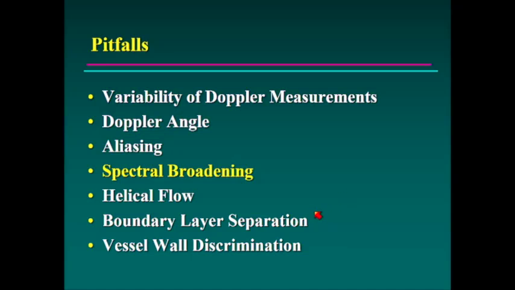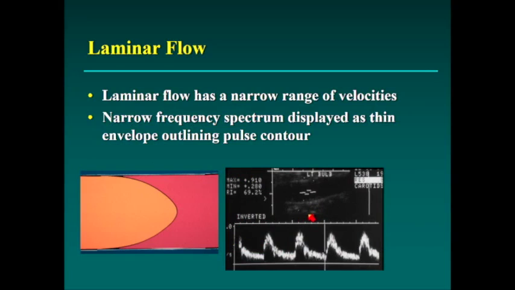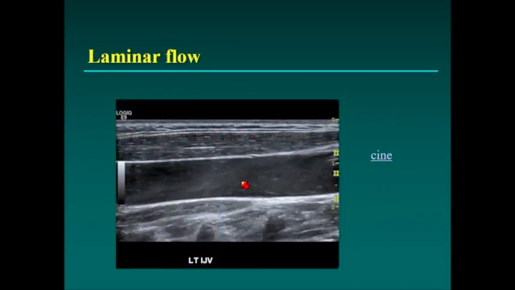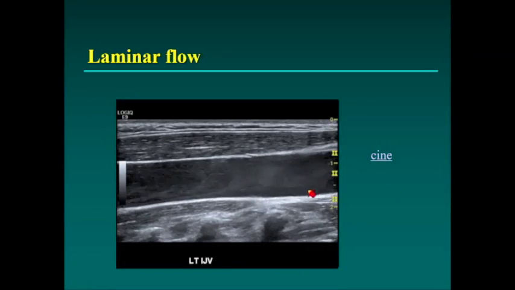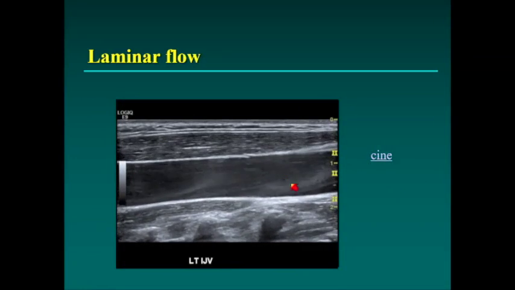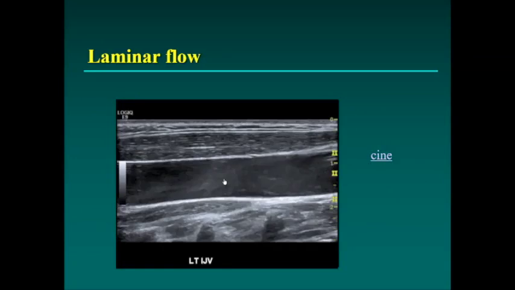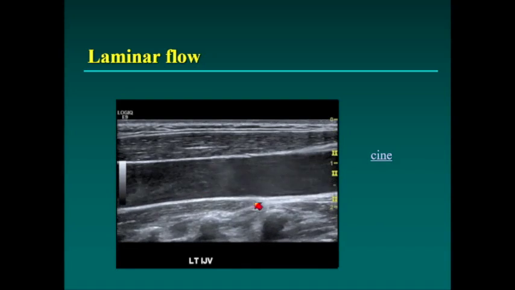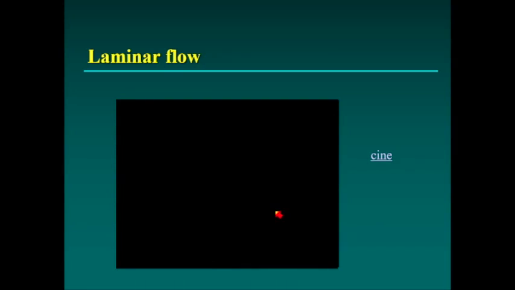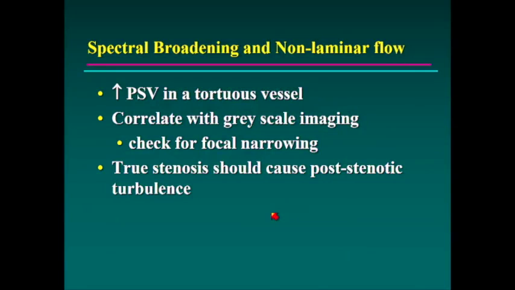Well, that brings the case of spectral broadening. Remember that most of the flow normally, in larger vessels anyway, in the body has a relatively laminar configuration. This is obviously a vein, but it's cool anyway, so I was going to show you, but that you get some sense of how that flow profile looks, laminar there.